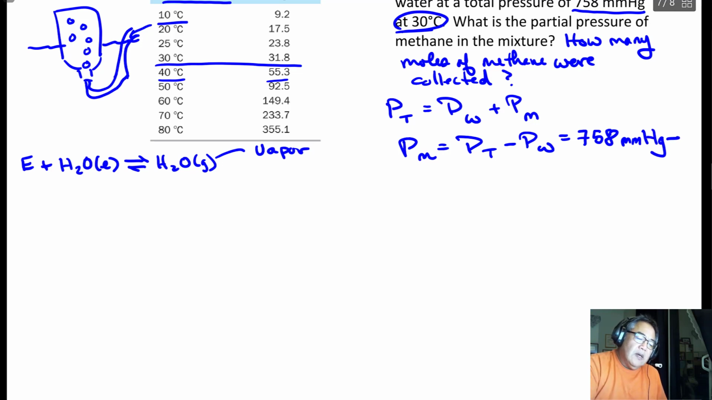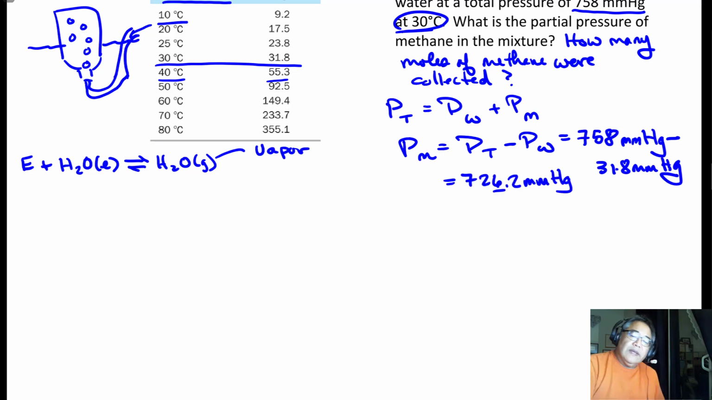minus 31.8 millimeters of mercury. So I went and calculated that value. It's 726.2 millimeters of mercury. So that's the pressure inside the bottle that's being exerted by the methane.